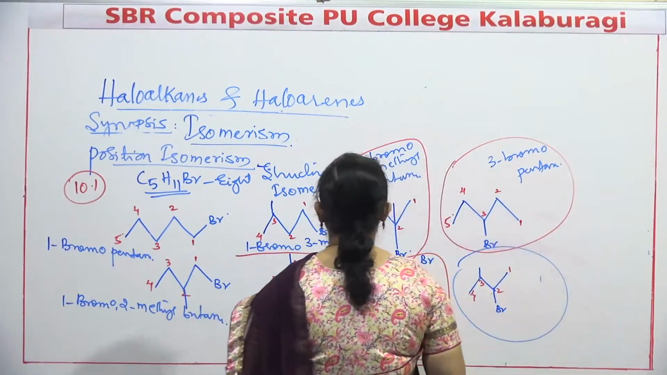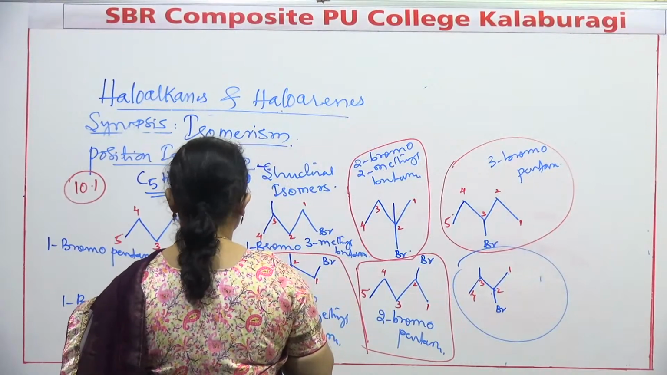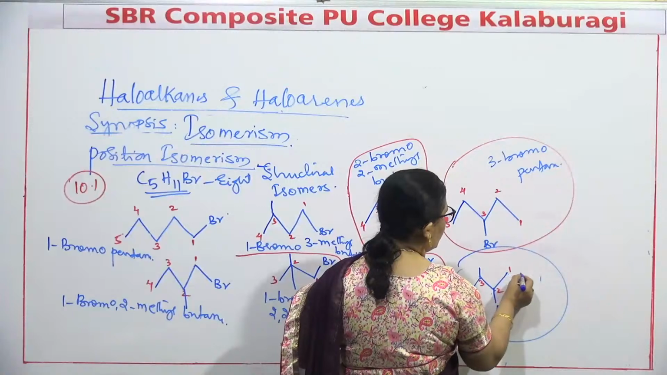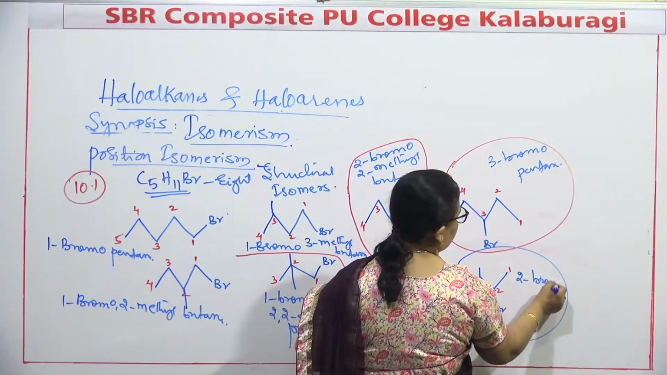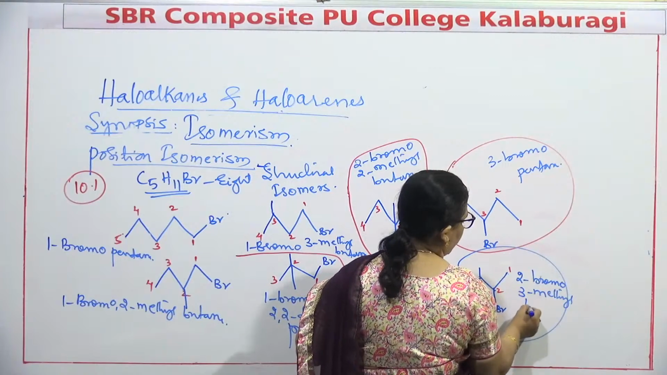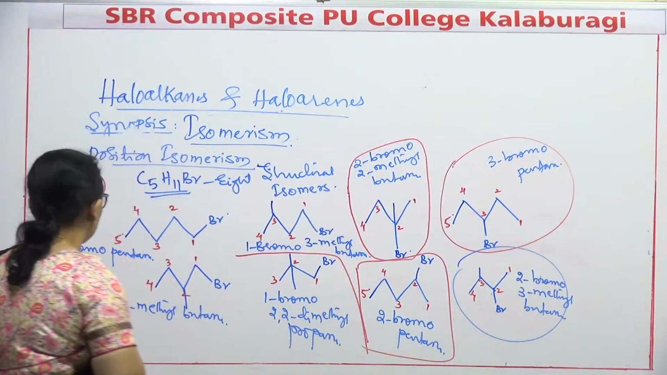2-bromo-3-methyl. Somewhere I have written 2-bromo-3-methyl. No? No way, it is repeated. 2-bromo-3-methylbutane. Anyway, the name is repeated. We'll check once before going to the conclusion.